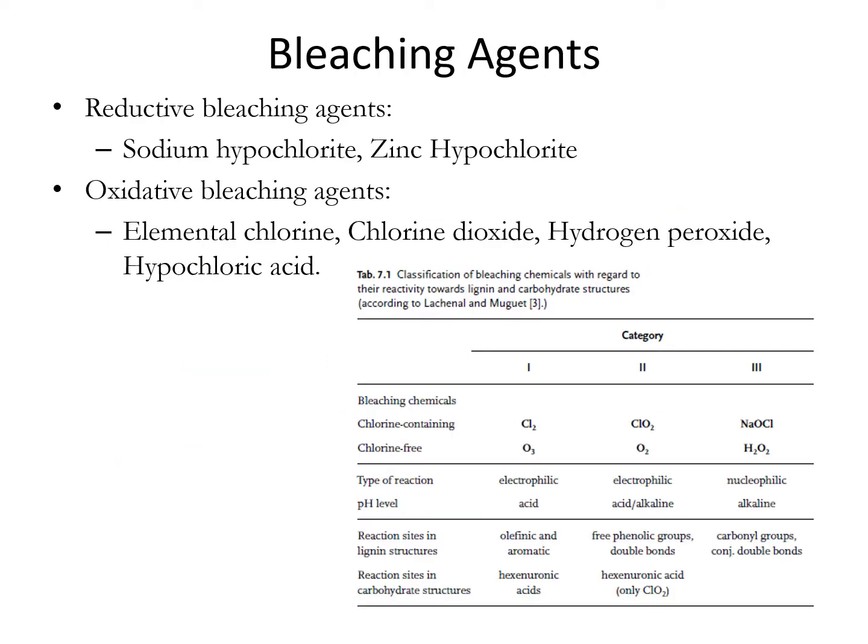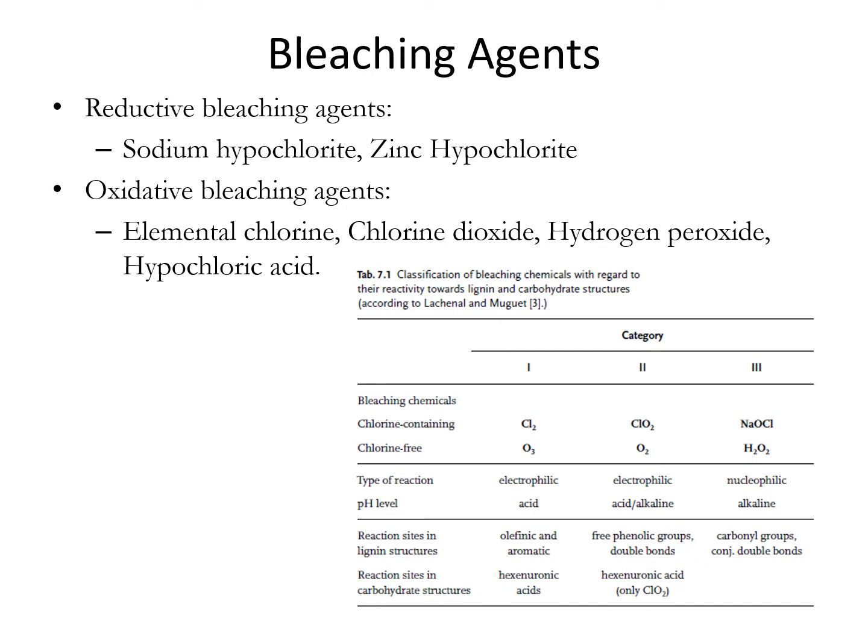Talking about bleaching agents, there are two kinds of bleaching agents available. First is reductive and another is oxidative. You are familiar with these terms, reductive and oxidative bleaching agents, right? Examples of reductive bleaching agent like sodium hypochlorite, calcium hypochlorite.